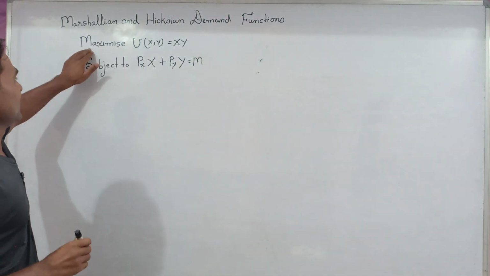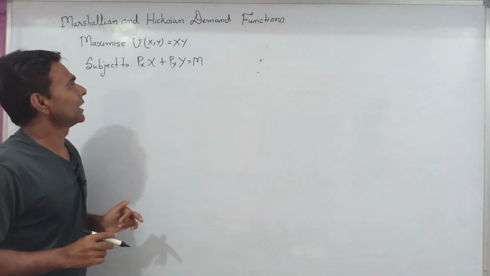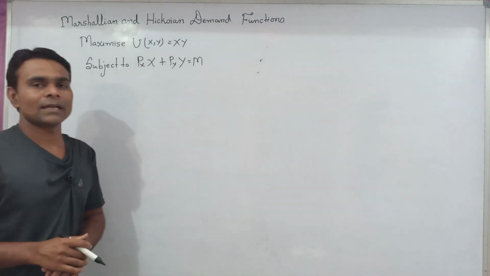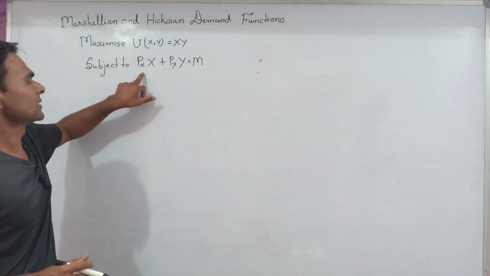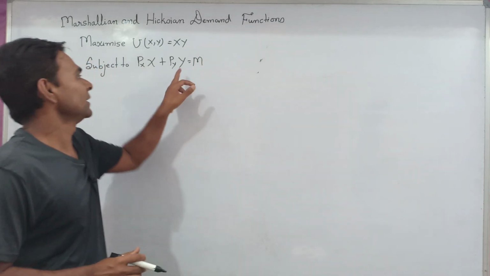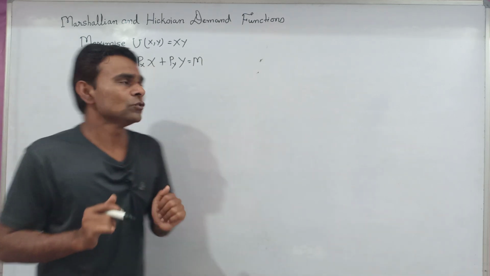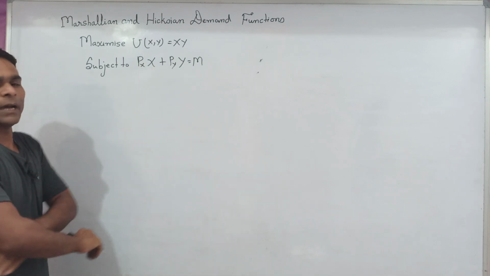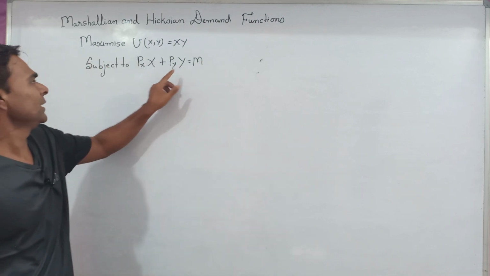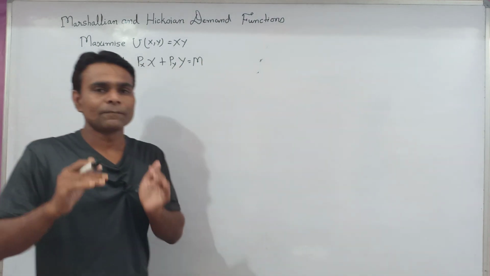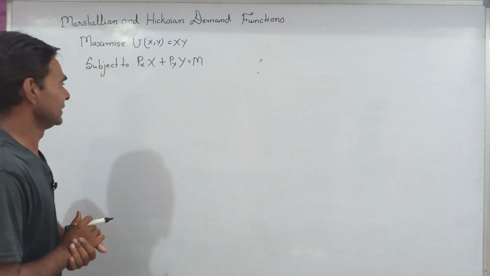So first you can see, maximize utility, which is a function of x and y, equal to x times y, subject to the budget constraint: price of x into x plus price of y into y equal to m, where m is income of the consumer, px and py represent prices of commodities x and y, and x and y represent quantity demanded of goods x and y respectively.